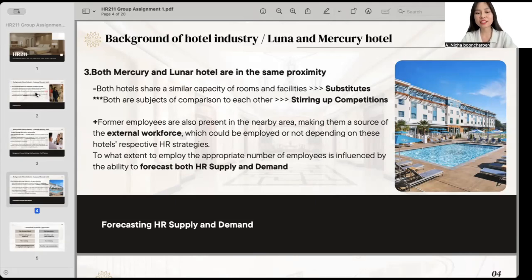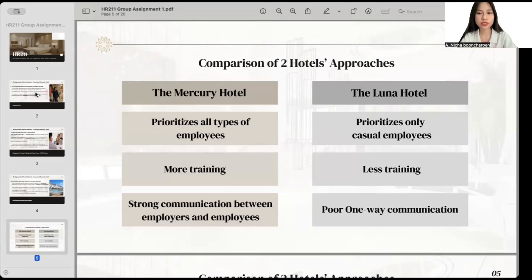How does being in the same location affect both of them? As Mercury and Luna hotels are in the same location, it became more clear that if you are in the same area, you basically have everything the same. And the only difference that one of them is going to be better is the HRM strategy. So that's why I realized how important HRM is. It's the people inside that will make the difference. Comparison of two hotels' approaches.